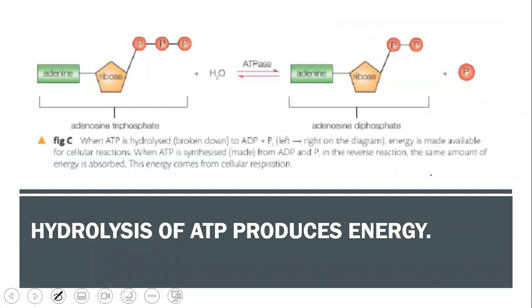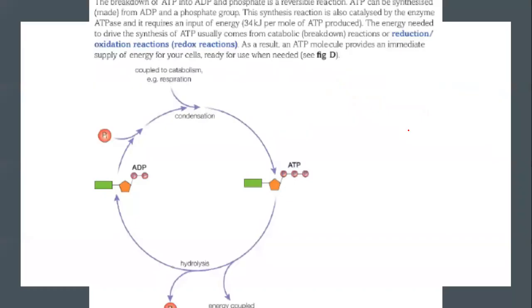Right? This is what is taking place. So this is our ATP in the presence of water and our enzyme, ATPase. In the presence of water and the enzyme ATPase, ATP can be turned into ADP. The third phosphate head can be broken, and in the process, energy is actually released. This process is pretty much reversible.